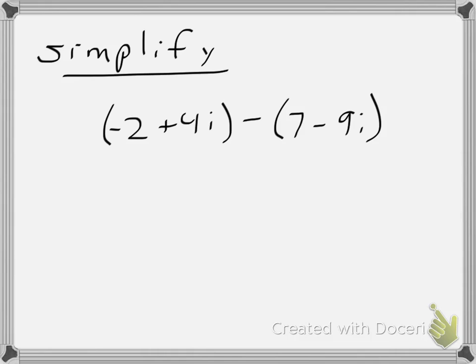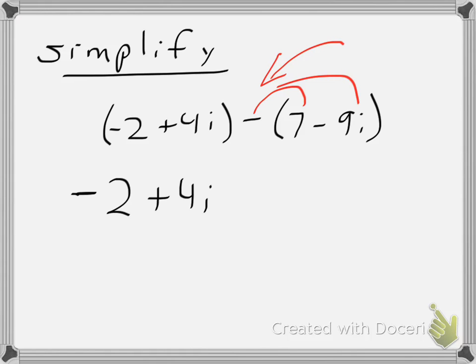Let's look at this example. Simplify -2 plus 4i minus 7 minus 9i. Now this time, because I have a negative in between these, I'm going to distribute that to both of these terms. Now I can drop my parentheses, and this first one will still be -2 plus 4i. Now I have a -7, and a negative makes this a positive 9i.